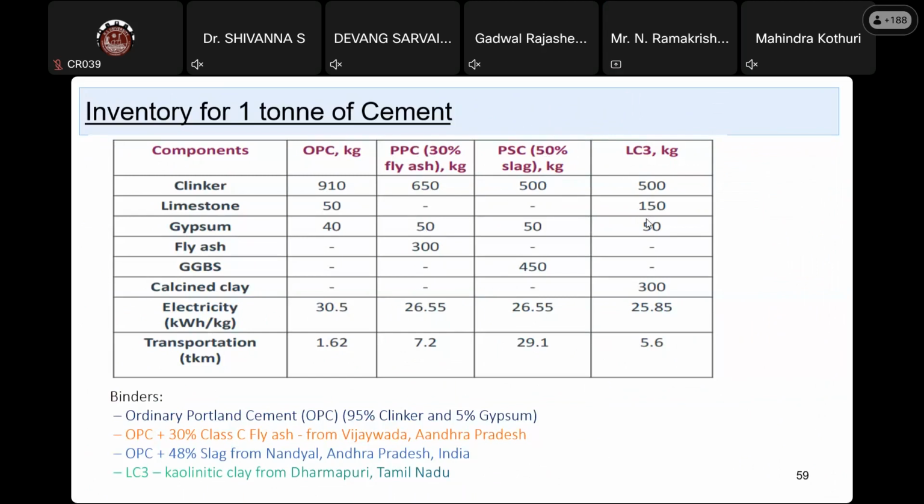LC3 additional component here is the calcinated clay. You can observe here calcinated clay and limestone and gypsum. This is 500 kgs, 150 kgs, 50 kgs, and 300 kgs, and of course electricity and transportation. And so OPC, as I told you, 95% is clinker, 5% is gypsum, and slag 48 to 50%, whatever it is. So LC3 is calcinated clay from Dharmapuri, Tamil Nadu, from where they use that clay before beating.